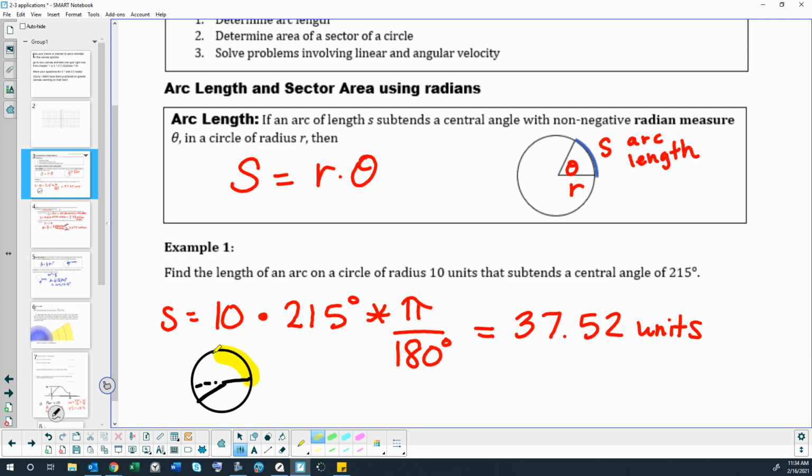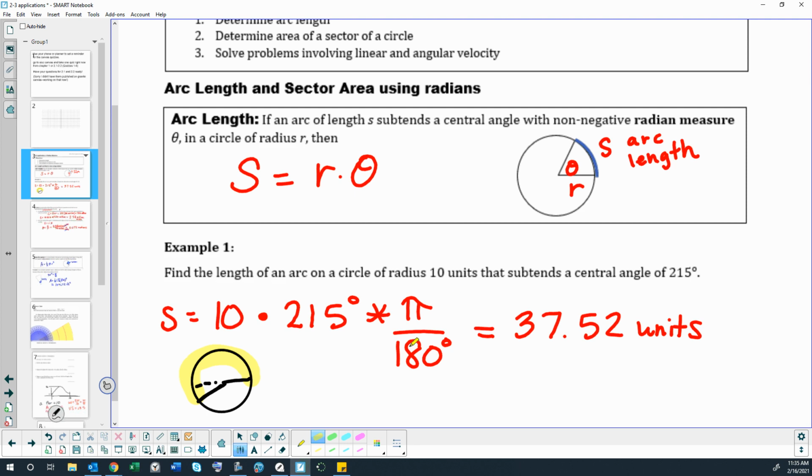So we're trying to find the length of that arc right there. But we need our angle to be in radians. So to change our angle in degrees to radians, we do 215 degrees times pi over 180. All I did was multiply those together, and so here's my approximate answer to 2 decimal places.